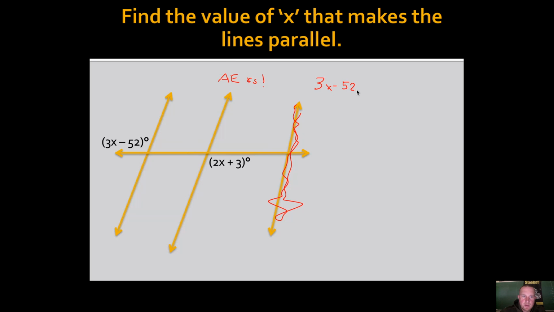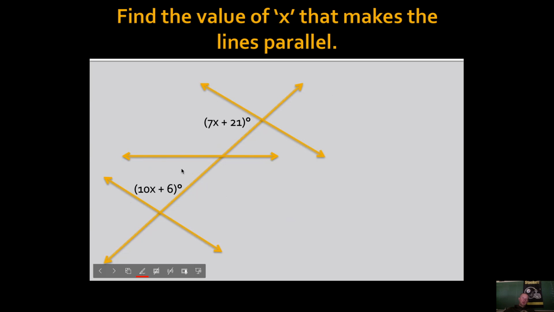So take their measures, set them equal. We'll subtract 2x from both sides. We'll add 52. X is 55. Well, it doesn't have to be 55, but if it's 55, then the lines will be parallel. If X is anything else, the lines will not be parallel.